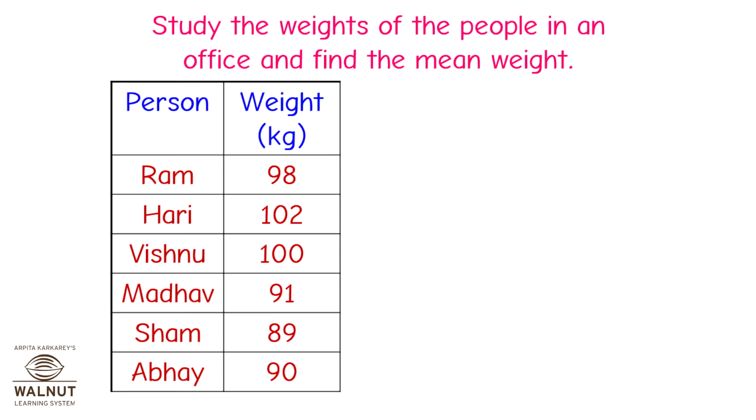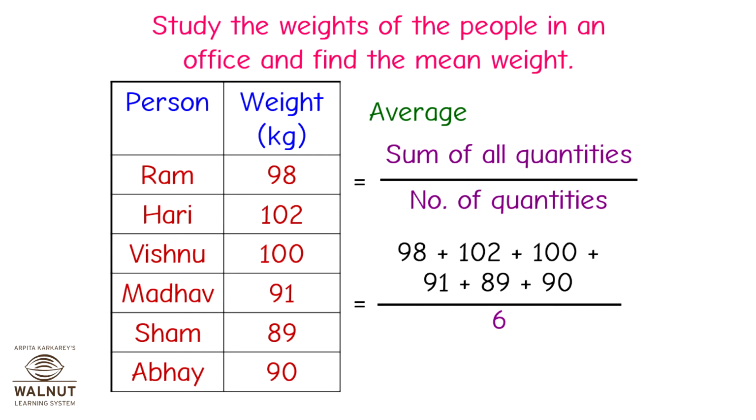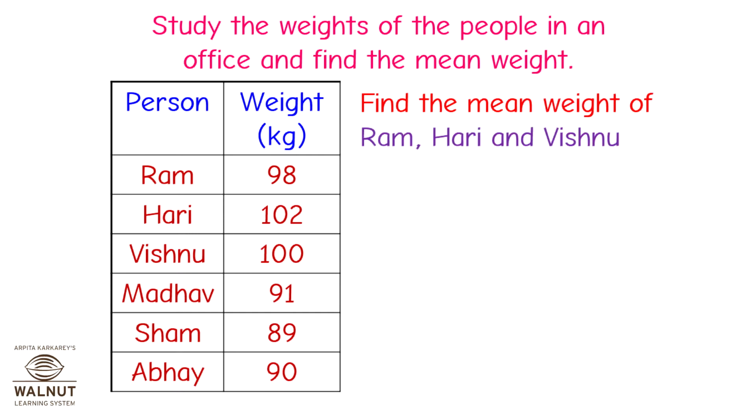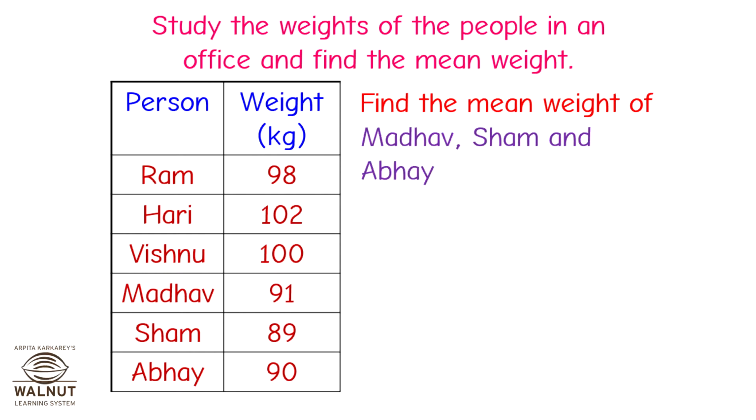Study the weights of the people in an office and find the mean weight. Average is equal to sum of all quantities upon number of quantities. 98 plus 102 plus 100 plus 91 plus 89 plus 90 upon 6 is equal to 570 upon 6 is equal to 95 kgs. Find the mean weight of Ram, Hari and Vishnu. Mean is equal to 98 plus 102 plus 100 upon 3. That is equal to 300 upon 3. That is equal to 100 kgs.